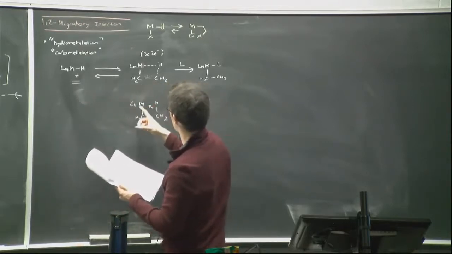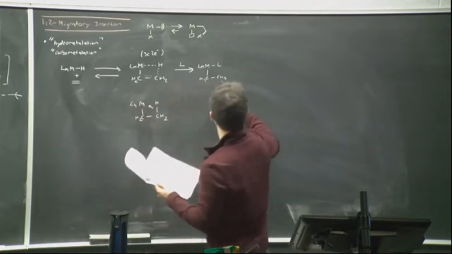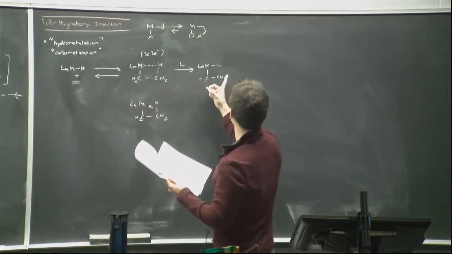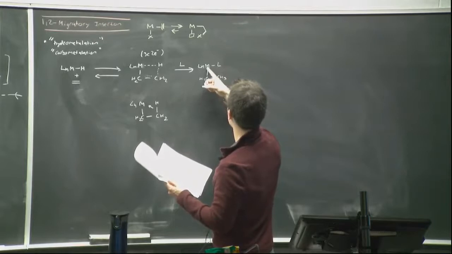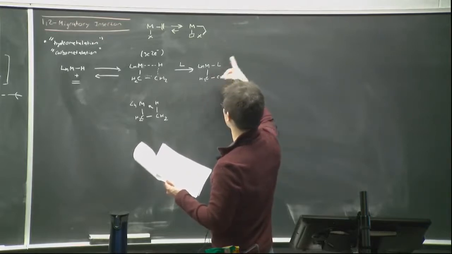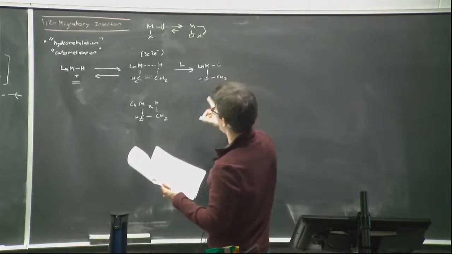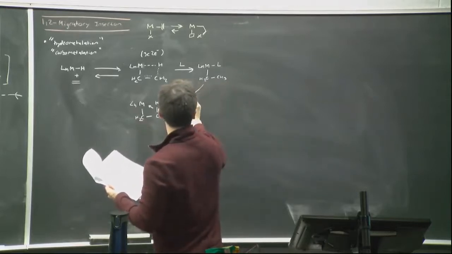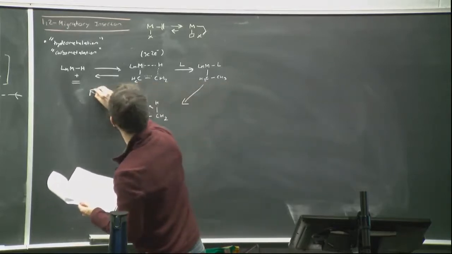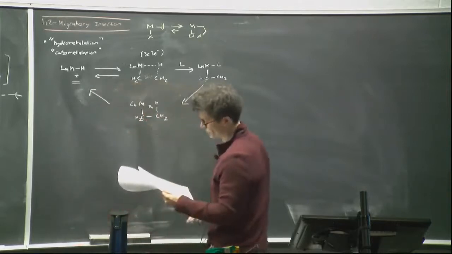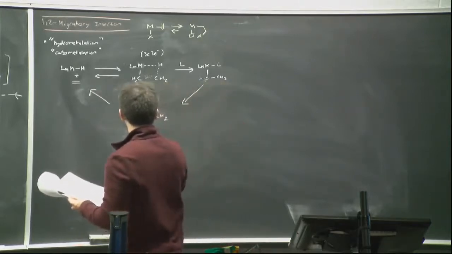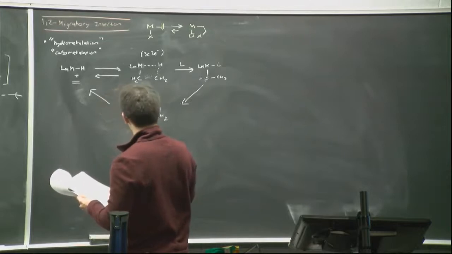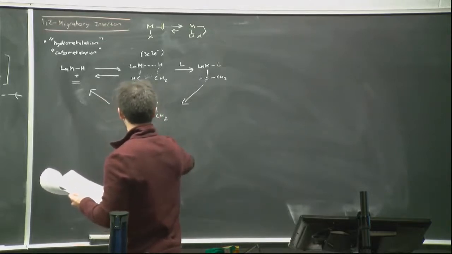In the reverse direction, this C-H bond will need to rotate to be in an appropriate orientation with respect to the metal. Of course, this ligand will need to be lost first. And so as we go back, we'll need to form this kind of special intermediate, which, does anyone want to shout out the name of this interaction?